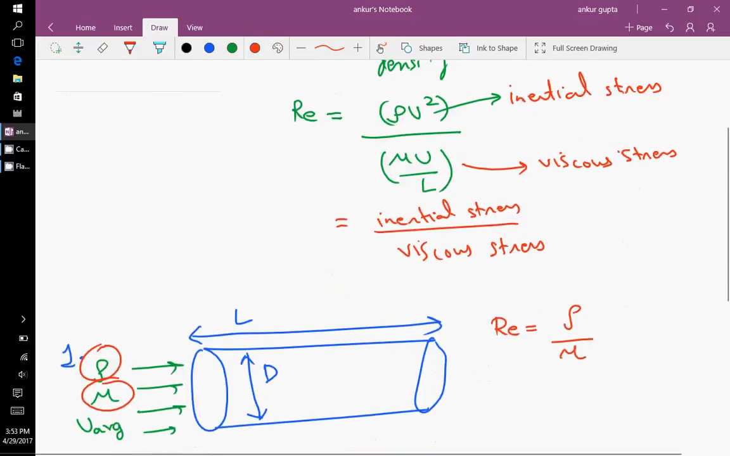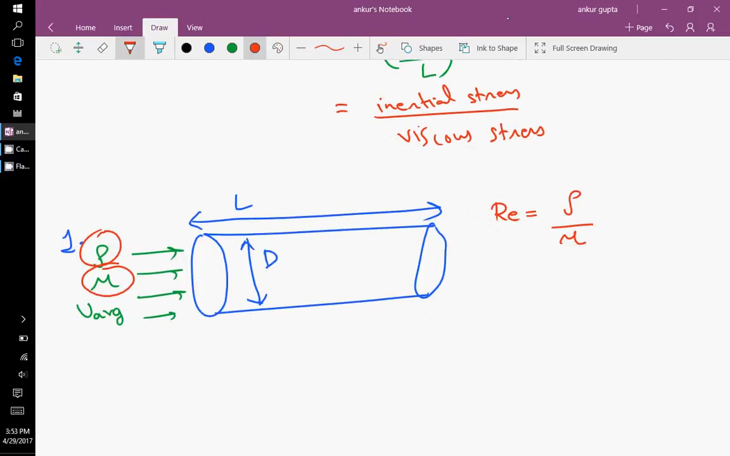Okay, so velocity is pretty intuitive, that we will use u average, because that is a very good characteristic velocity scale to take. It's an average velocity scale and we can take that. But what should we choose as length? Should we choose the length scale as the length of the pipe, or the diameter of the pipe? So we have two options, whether we should choose this or whether we should choose this.